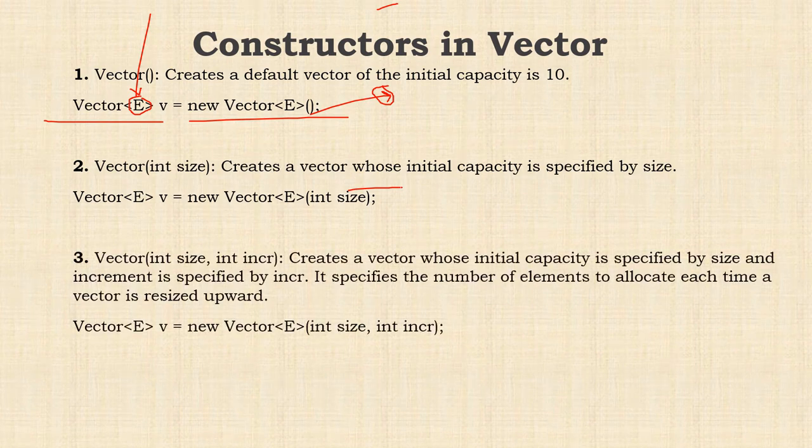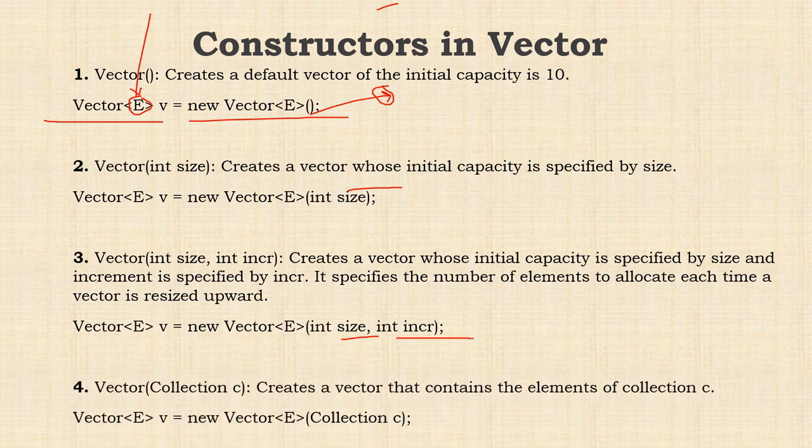Third is size and incr. Create a Vector whose initial capacity is specified by size. We are giving the size here also, and the increment is specified by incr. So how will the size be increased? We can provide size plus how much you want to increase the size of the Vector. It specifies the number of elements to allocate each time a Vector is resized upward. So like this we can also create with size and incr.